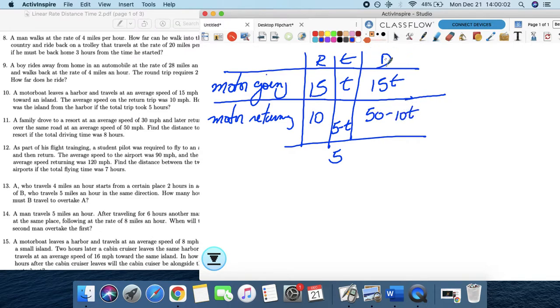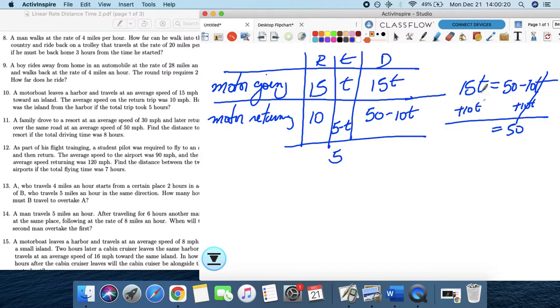So what do we know about those two distances? We know the distance going and the distance coming back is the same, right? Same distance. There are variables on both sides. Let's get rid of the minus 10t, so I'll do plus 10t on both sides.